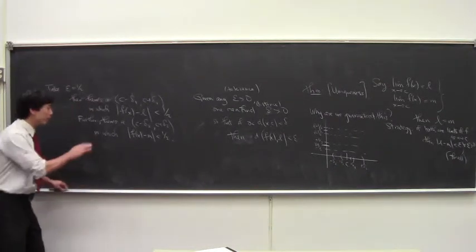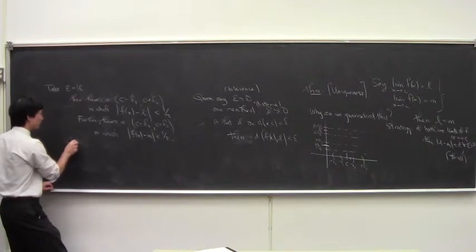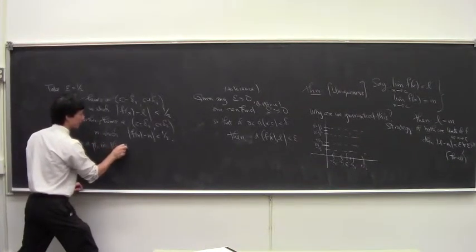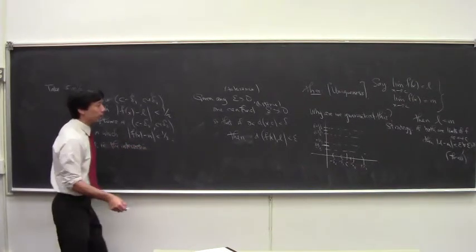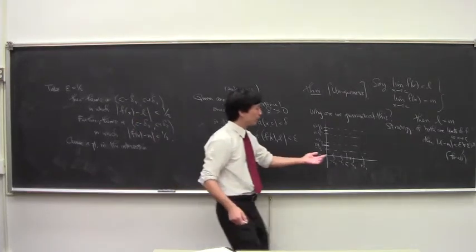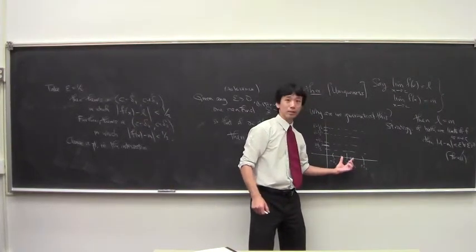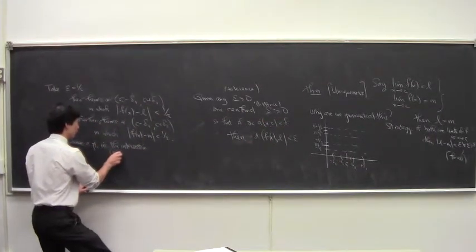Okay, so here's the punchline. You say, well, look, choose a point in the intersection. Right? You've got these two intervals centered around C. Choose a point that lies in the smaller interval.